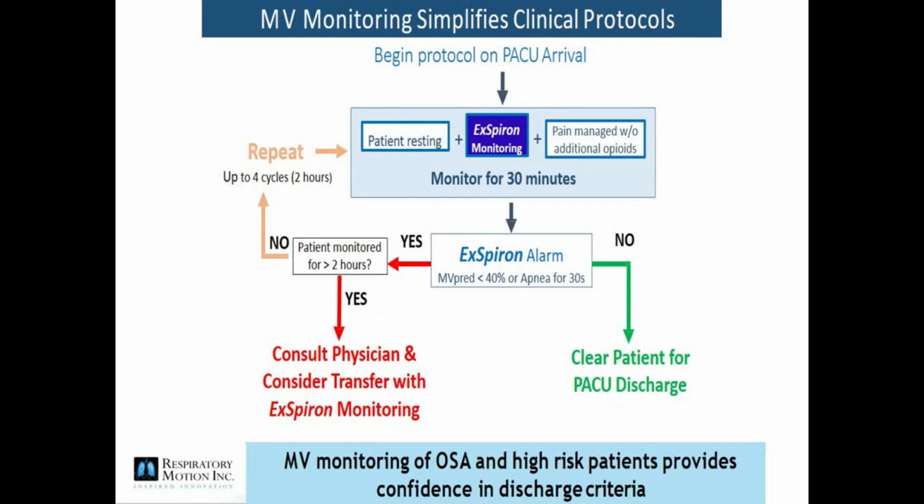If the patient has an alarm or requires significant pain management, the clock for an additional 30 minutes is reset. This clock reset can be done for up to a maximum PACU stay of 2 hours. If the patient cannot clear the protocol in 2 hours, they are then evaluated for admission with ExSpiron monitoring on the hospital floor or another appropriate hospital location. This helps with throughput and timely PACU discharge.